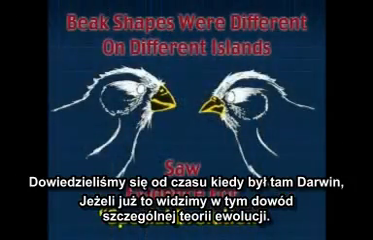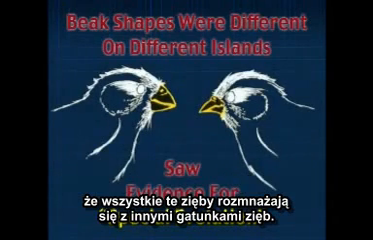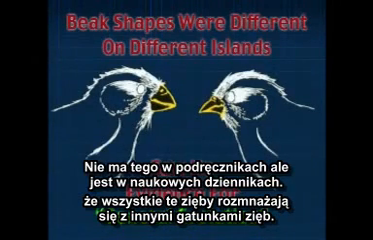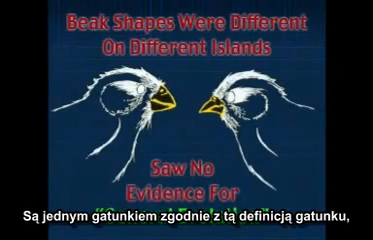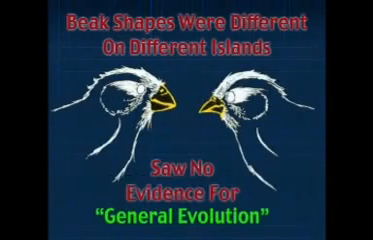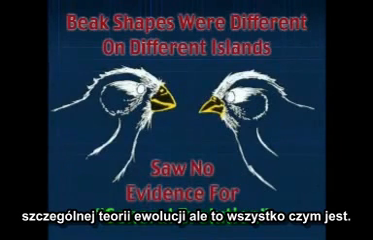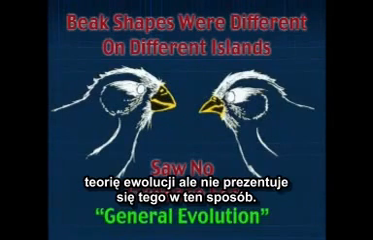Now, what we've learned about it since Darwin was there is that all of these finches interbreed. Now, that's not in your textbook, but it is in the technical journals. They're one species according to that definition of species. This is really not a great illustration of horizontal variation or of special evolution, but that's all that it is. He saw no evidence for general evolution, but this is not the way it's presented.